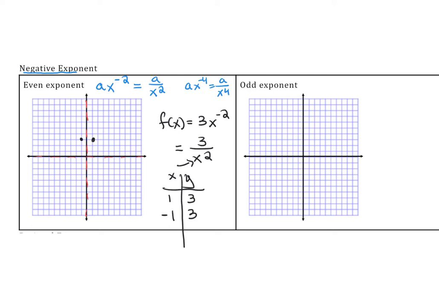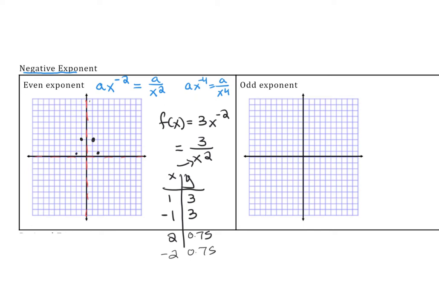Okay, let's plug in 2. 2 squared is 4. And then 3/4 is, so just 3/4, 0.75. And then if you plug in negative 2, you're going to get the same thing because when you square it, it goes positive.